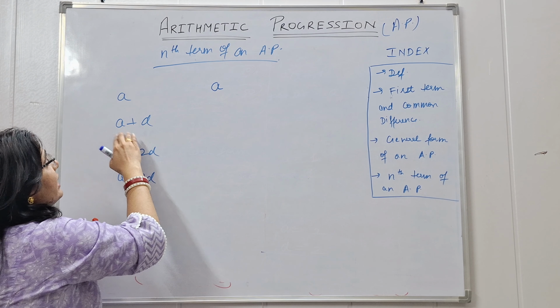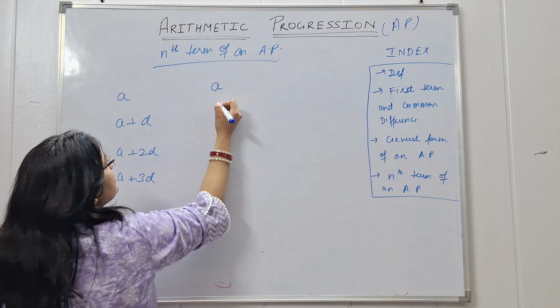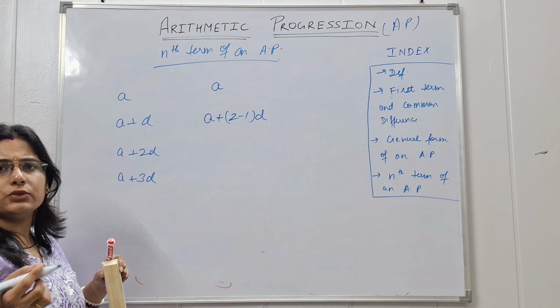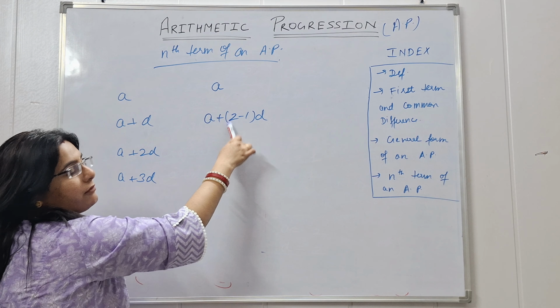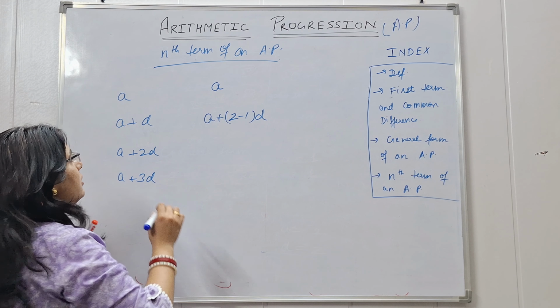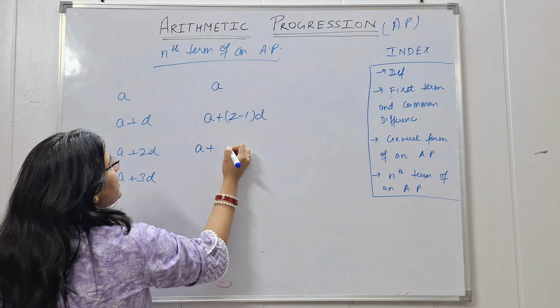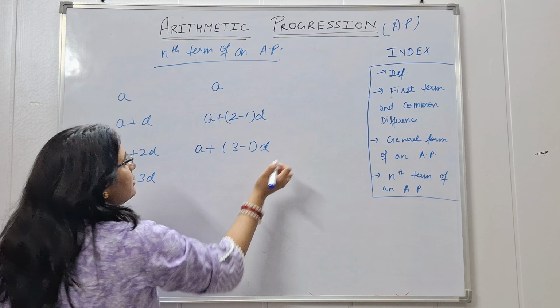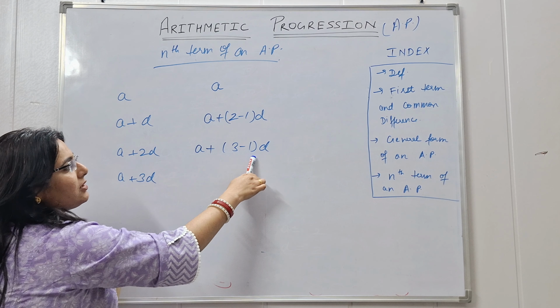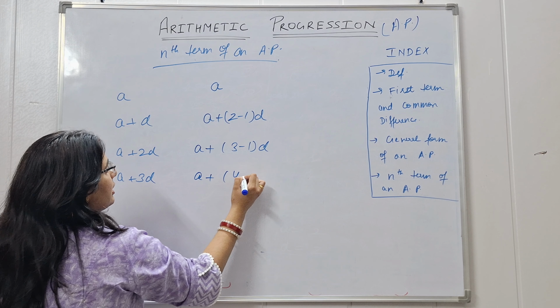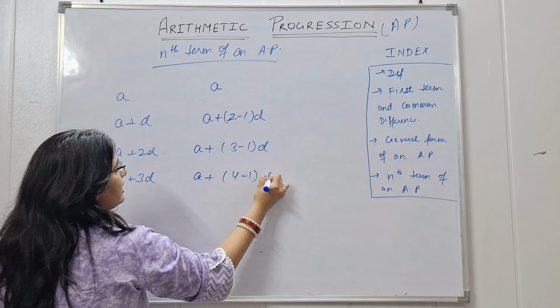Now a plus d can be written as a plus (2 minus 1)d. No issue, as 2 minus 1 into d is d, we obtain a plus d. Now a plus 2d can be written as a plus (3 minus 1)d. How? 3 minus 1 is 2, 2 into d, 2d. Now a plus 3d can be written as a plus (4 minus 1)d.